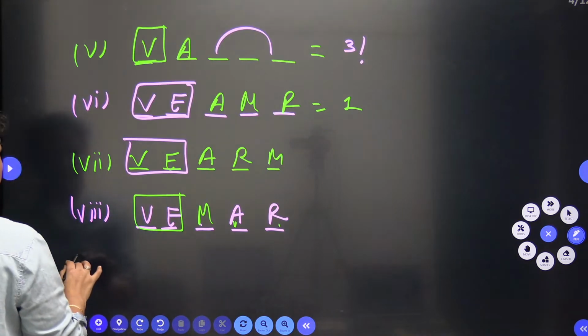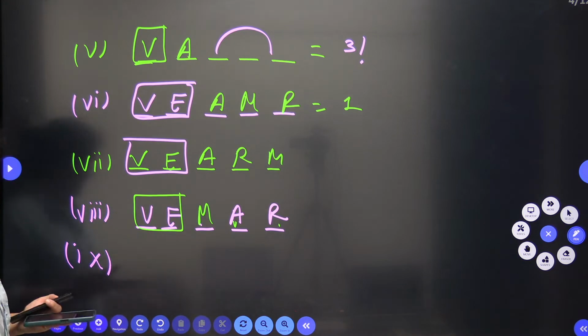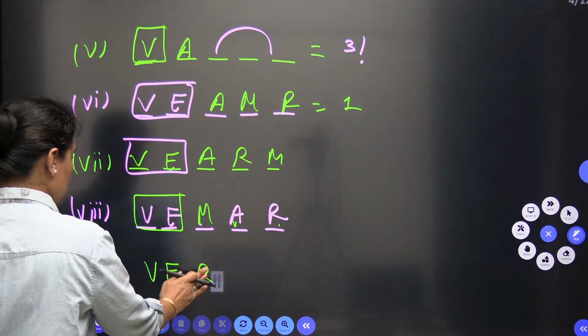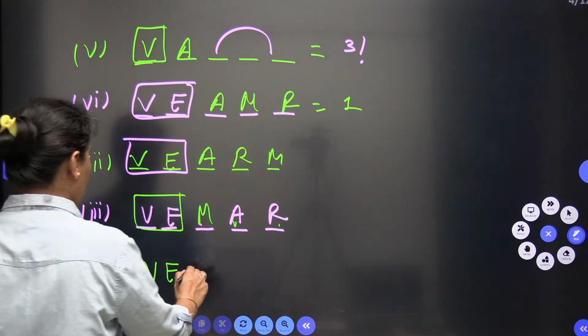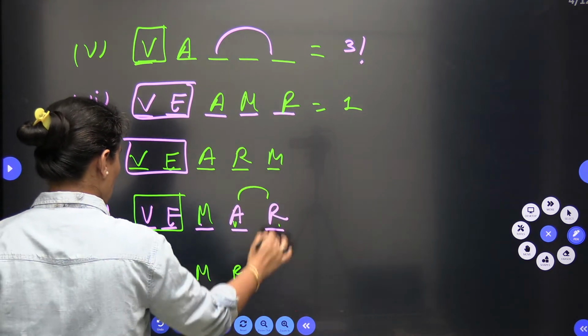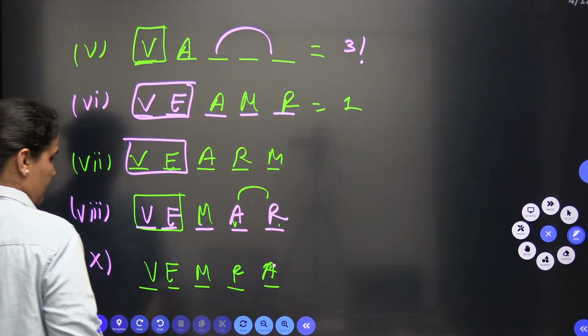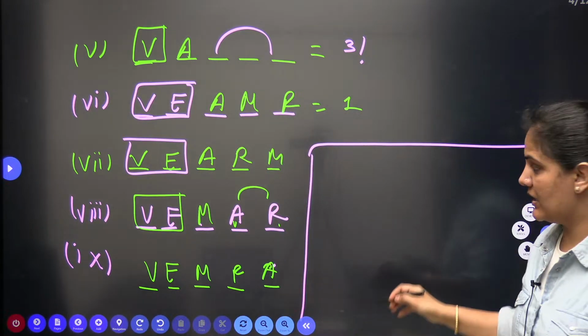Okay, and this is the 6th, 7th, 8th. When I go with case number 9, here we will go with VE, and VE, M, A, R we already made. So now we will go with M, R, A. These two can interchange. M, R, A, 1, 2, 3, 4 and 5. Okay, and now 2 more efforts are required, and then we will get the required result.